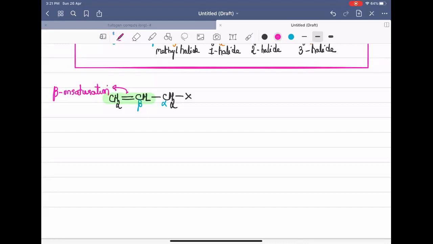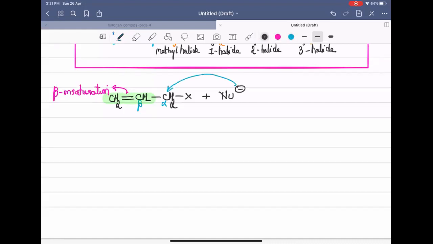So this is your beta unsaturation. What can happen if you have beta unsaturation? SN2 is preferred. Why? I will show you. This is your nucleophile, and this nucleophile is attacking your positive carbon.